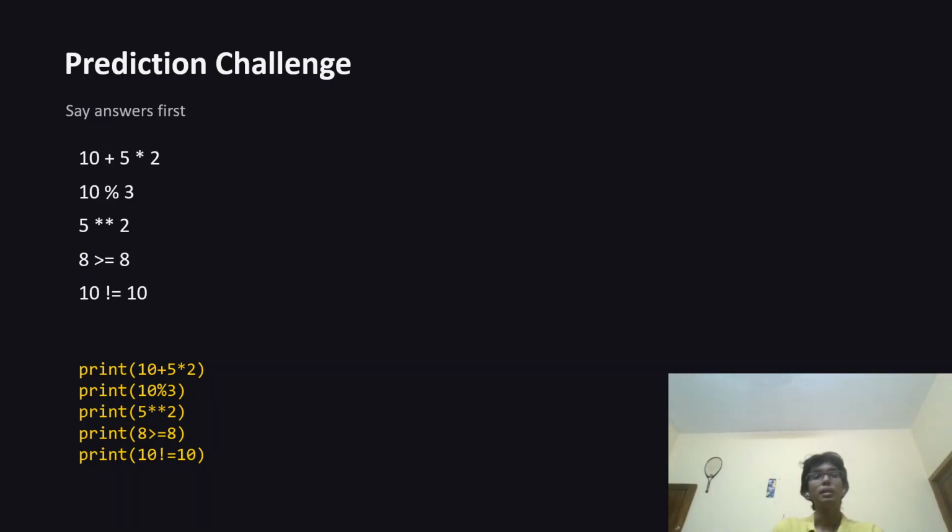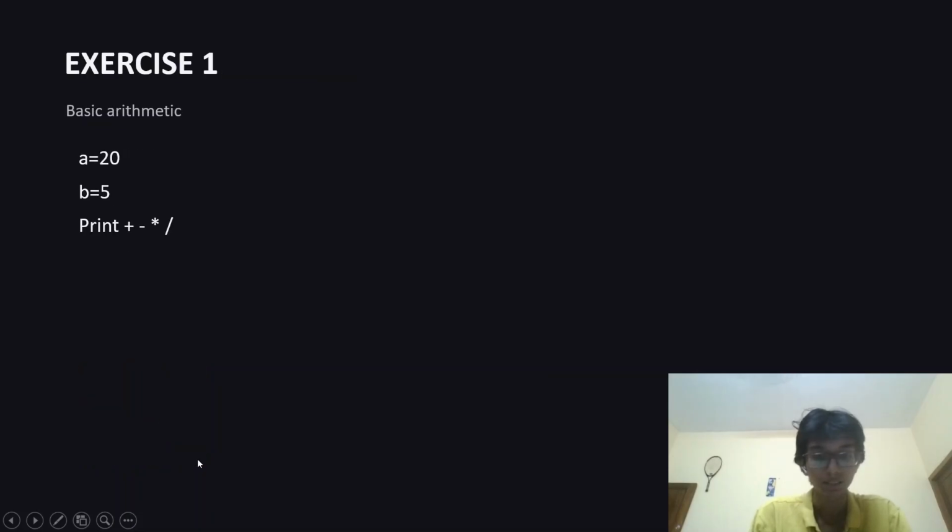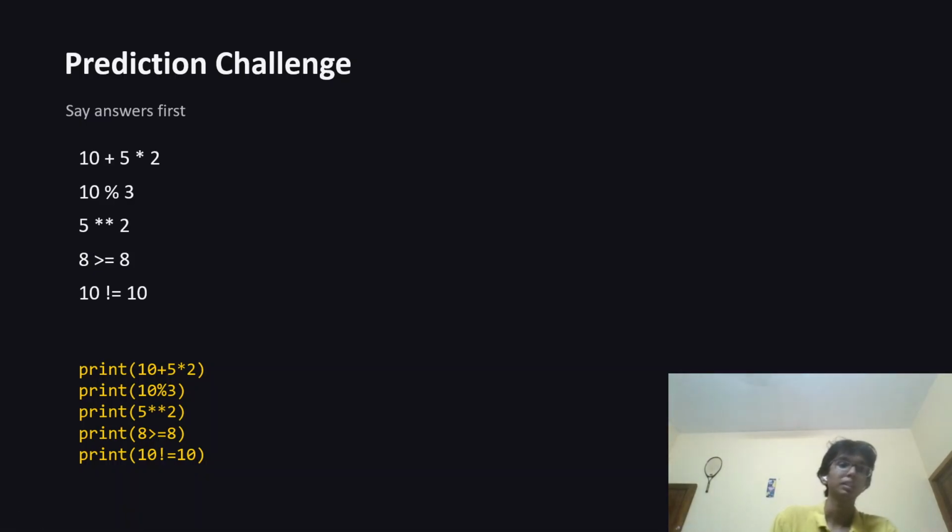Now we are coming to the prediction challenge. We will see the answers first. I will ask you all to check whether these are the answers or not. In case these are the answers, we will see how it's done. Prediction challenge: the answer to 10 plus 5 into 2. Going by the precedence, it is going to be 5 into 2 first, which is 10, and 10 plus 10 is going to be 20.